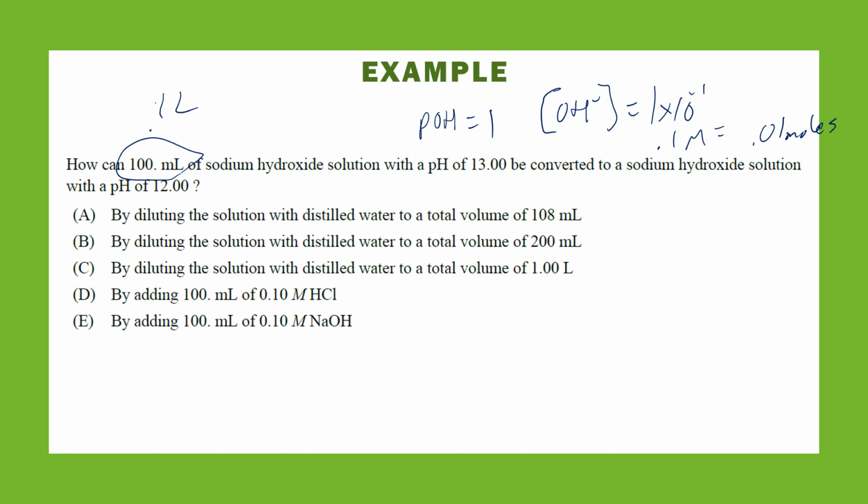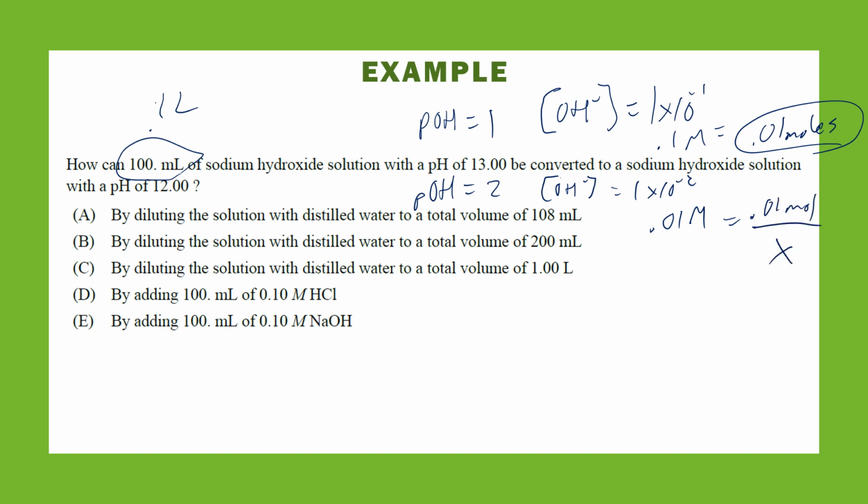Now, if I want to get a pH of 12, that means my pOH will be 2, and my OH concentration will be 1 times 10 to the negative 2, or 0.01 molar, if I still have those 0.01 moles. So molarity is moles per liter, 0.01 moles. I need to find the total liters that would make this true. And so x would be 1. I need 1 liter total of solution to make it to a pH of 12. So C is the correct answer.